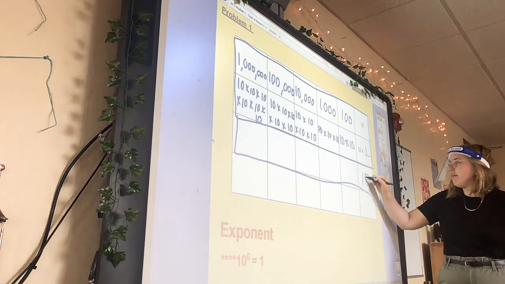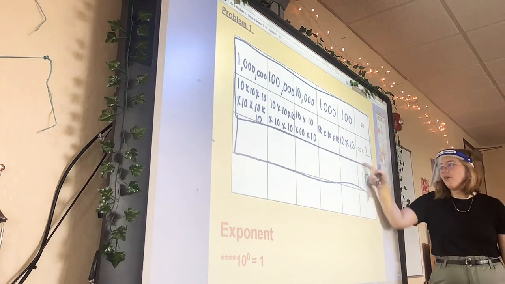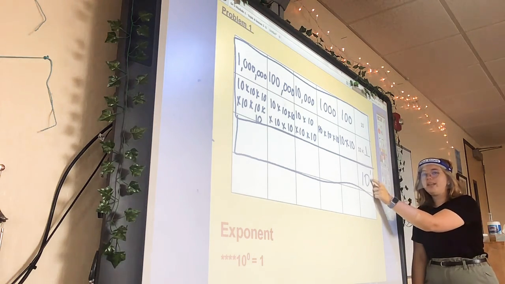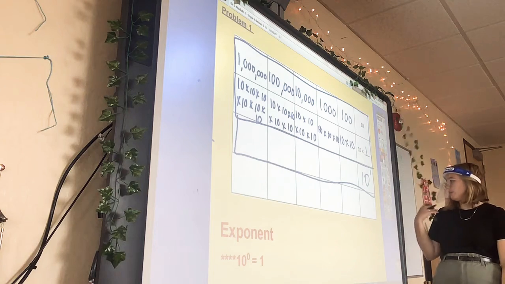This is an exponent. Not the whole thing, but this little one right here is an exponent. So go ahead and write that in, and I'll explain it as we go along.